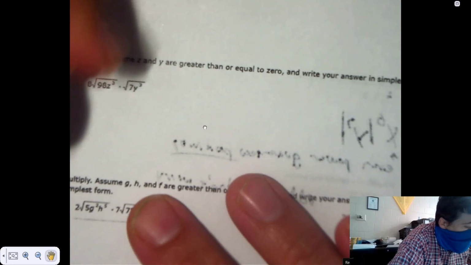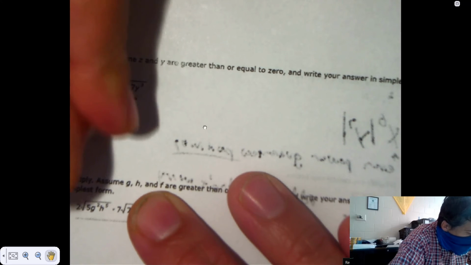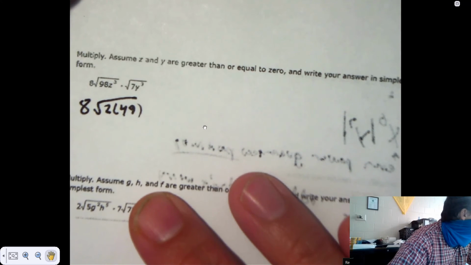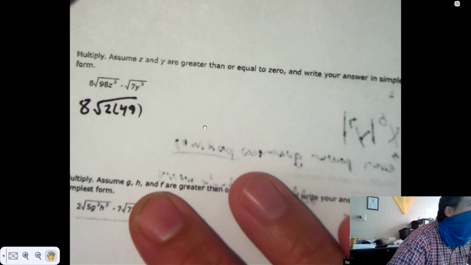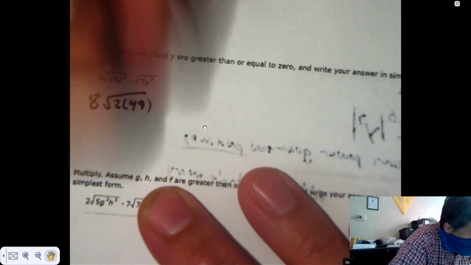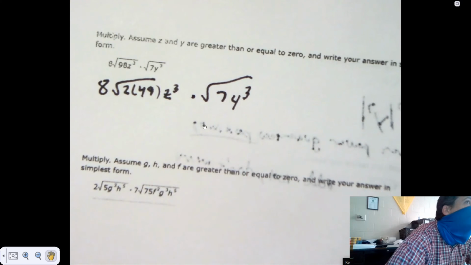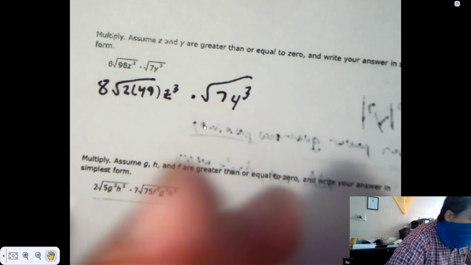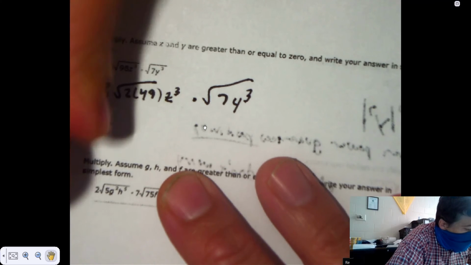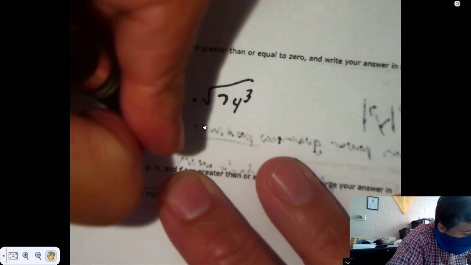$49, kids. 49 is a good one. Why is 49 a good number? Square rootable? No. Can't break up 7. And you can go ahead and merge things together under one radical if you'd like. That's kind of optional. After a while, you don't really do that. I'm just trying to show everything.